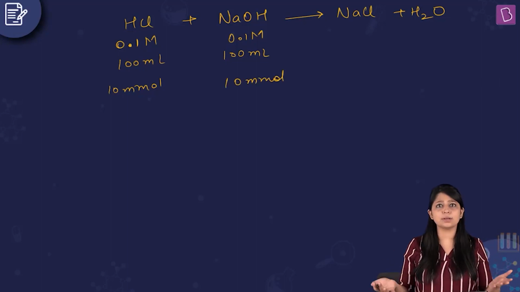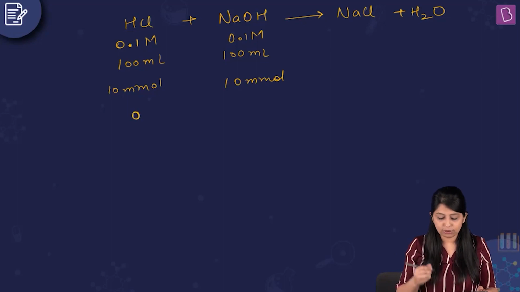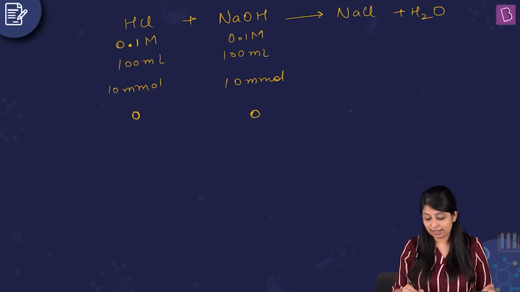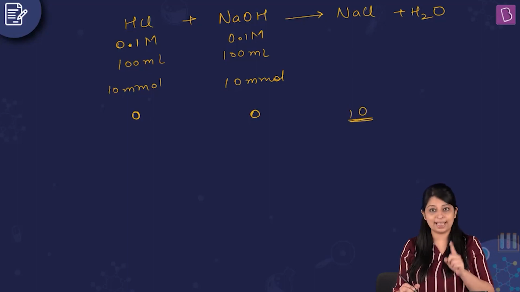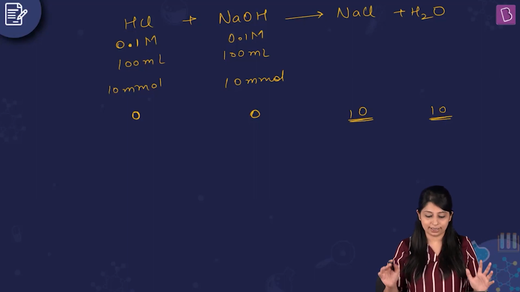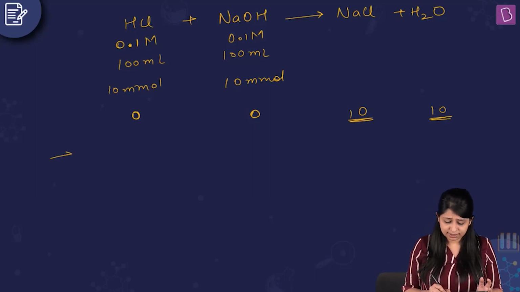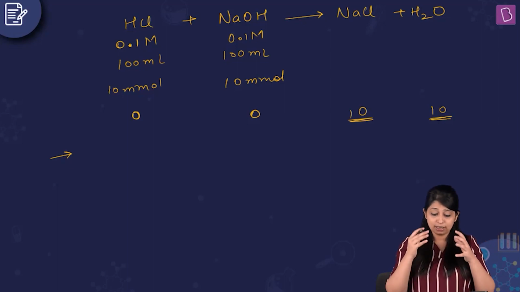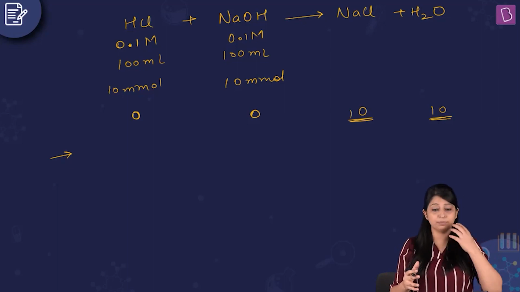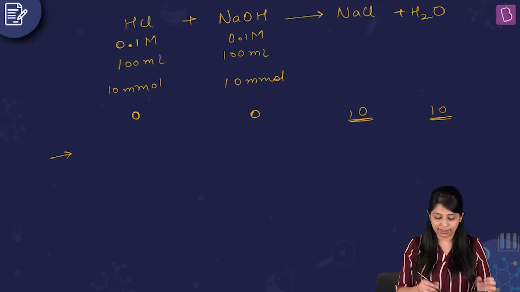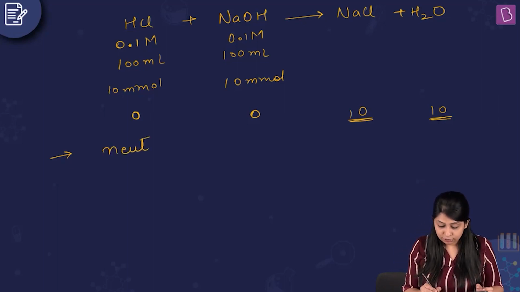So after the reaction, what is going to happen? We'll have 0 millimoles of HCl, 0 millimoles of NaOH, and we'll have 10 millimoles of NaCl and 10 millimoles of water. Right? So this is what? This is a neutralization reaction. Right? The complete neutralization is going to happen between H plus and OH minus ions. So we are going to get what? We are going to get a neutral solution.